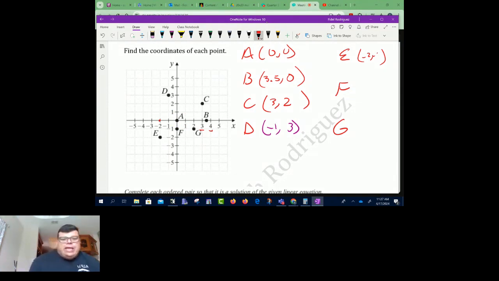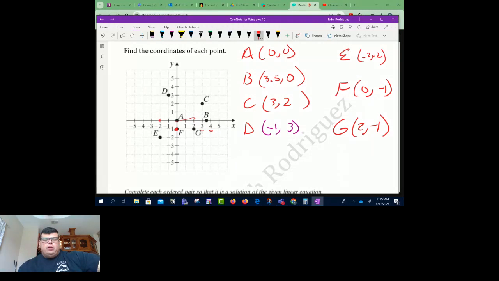And then the point F, look where F is, y'all. It's down here. We didn't go to the left and we didn't go to the right. So the first number is 0. The second number is a -1. And then, y'all, for my point G, we went to the right 2 and down to -1. Okay. So we found the coordinates of those points.